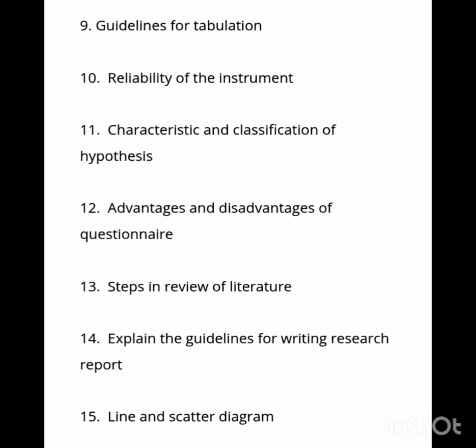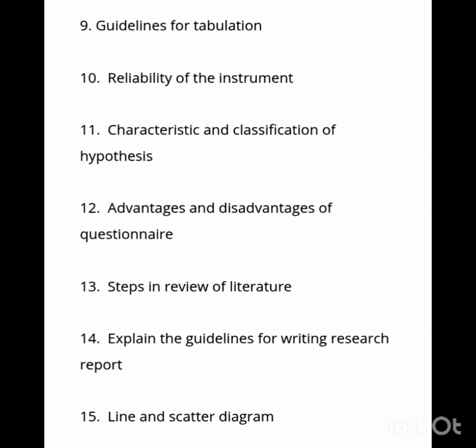And next, 10th one, reliability. So this reliability is a key part of assessing the validity of an instrument. And next one is characteristics and classification of hypothesis. So in this question, first you need to mention what is hypothesis, and then you have to write characteristics and classification of hypothesis. So here the definition of hypothesis is, it is a tentative explanation that can be tested to see if it's true or not.